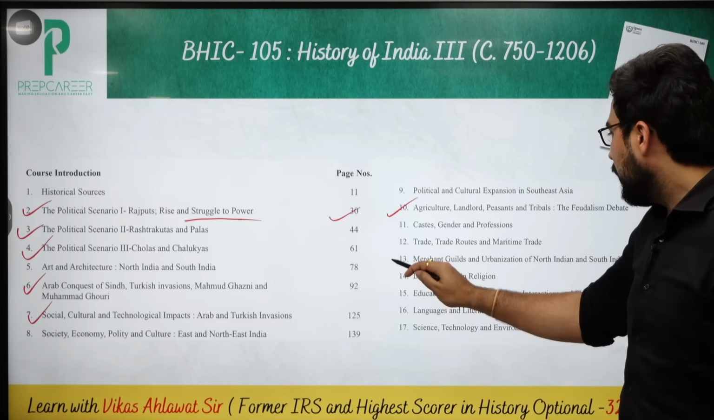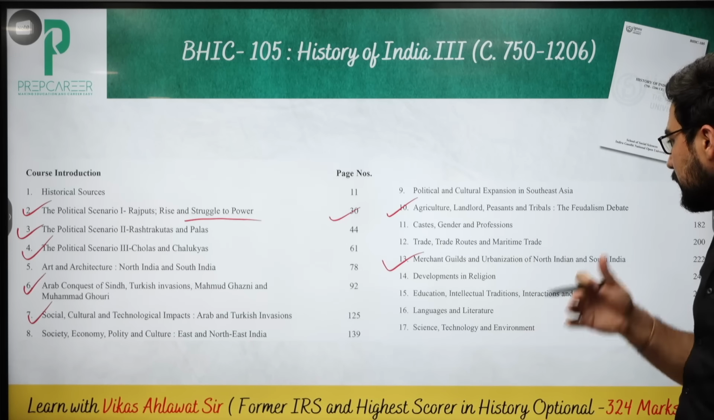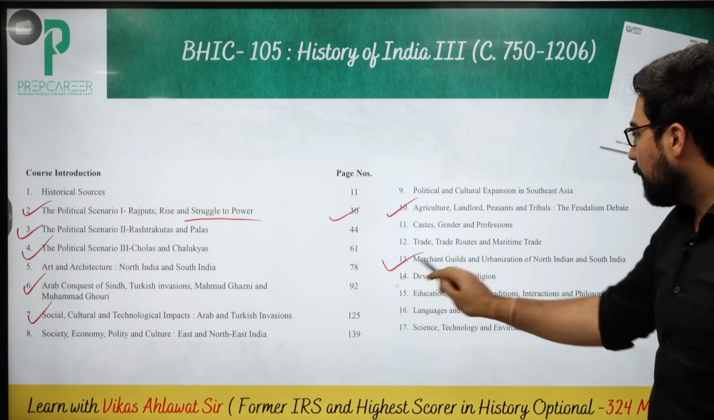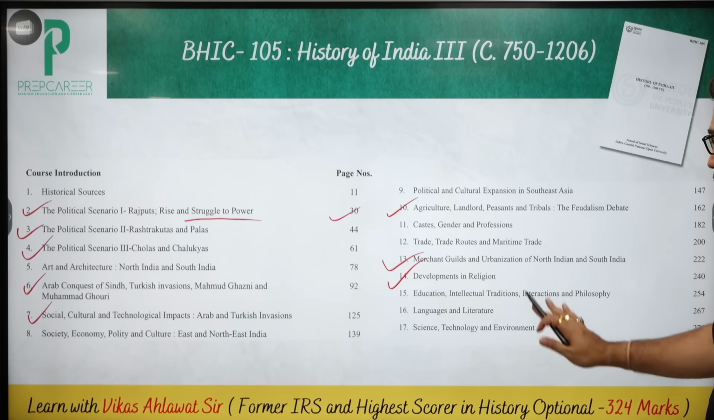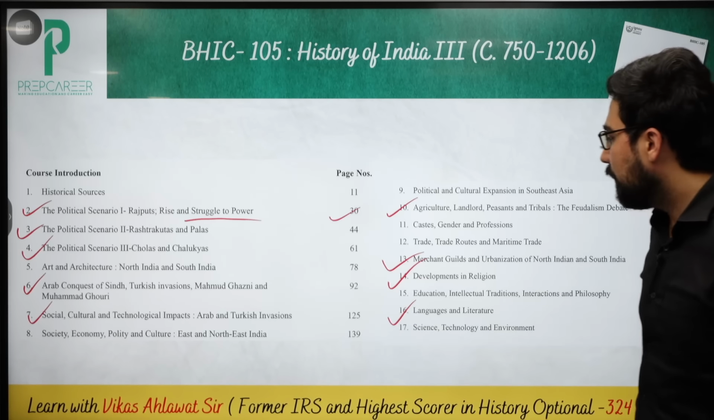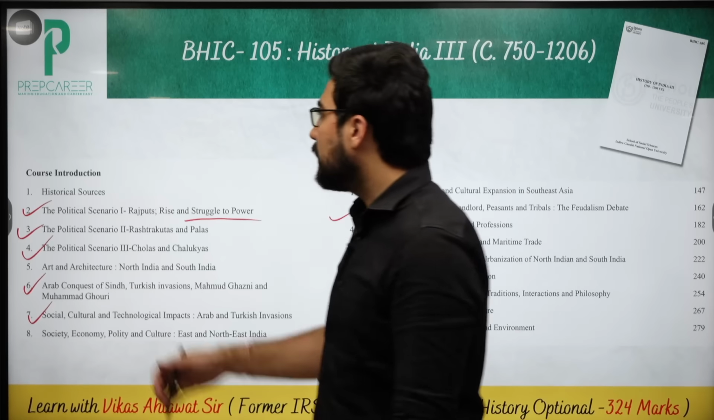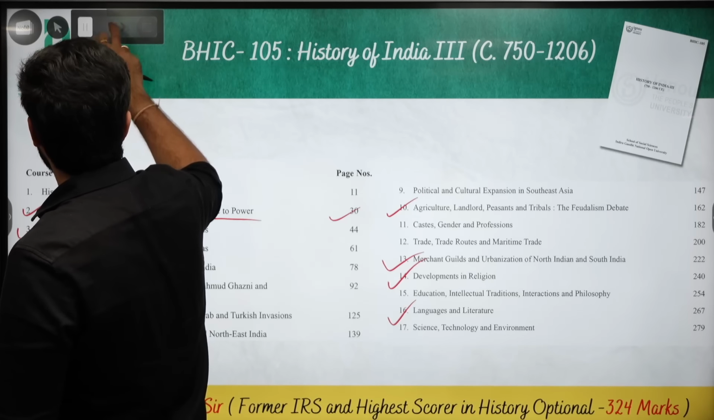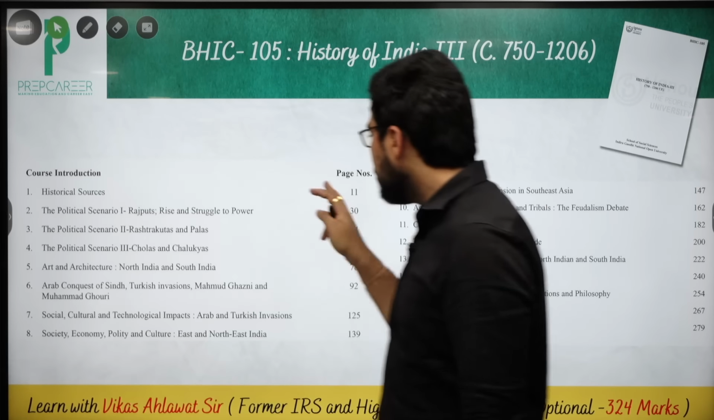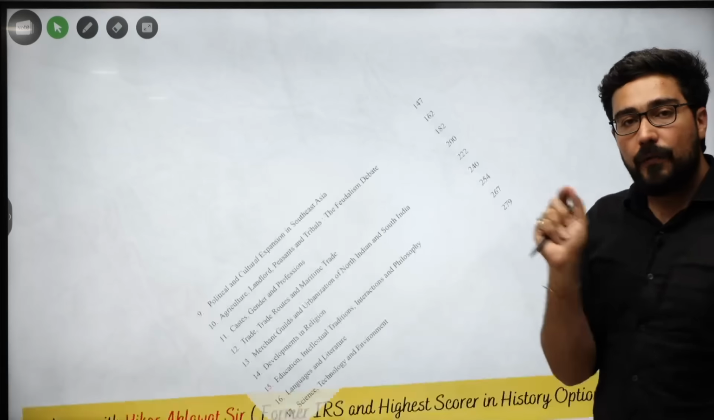All right, merchant guilds and urbanization, this is a very important topic. Development in religion of these times. All right, language and literature, very important theme, chapter number 16. Every year 1 question in literature comes in ancient, similarly 1 question comes even in medieval India. So these are the most important chapters from the first part of this.